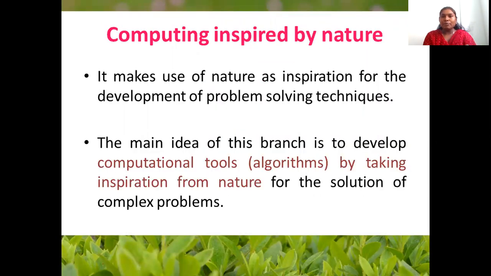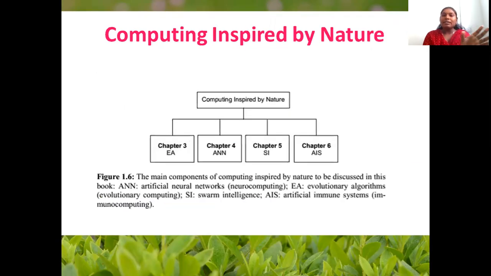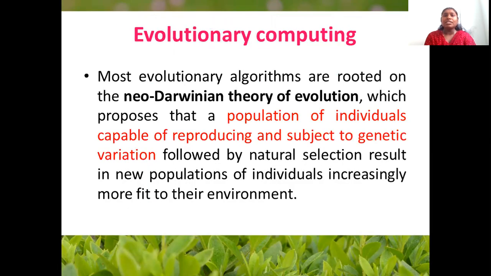As I said, computing inspired by nature means we look into nature, analyze it, get inspiration, and develop new problem solving algorithms. There are n number of algorithms, and we are going to focus on four of them for now. The first, very interesting one is called the evolutionary algorithm. It is based on Darwin's theory. It says that each and every generation evolves, and the resultant solution is better than the previous one. The offspring are genetically better than the previous generation.